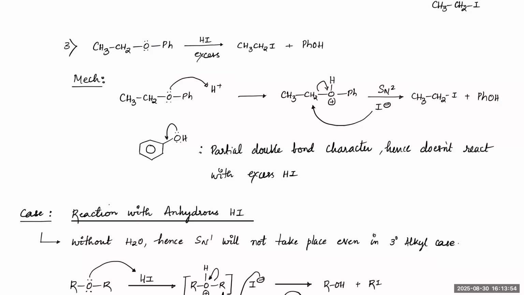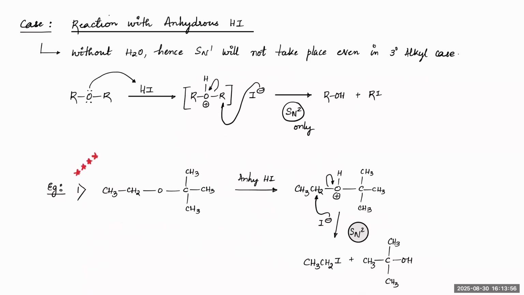Okay. Third case is, by chance, instead of giving concentrated HI, he has mentioned anhydrous HI. The difference between concentrated HI and anhydrous is that concentrated HI may have a small composition of water. Here there is no water at all. In that case, if there is no water, SN1 is not at all favored. Everything is favored via SN2 only. Okay.